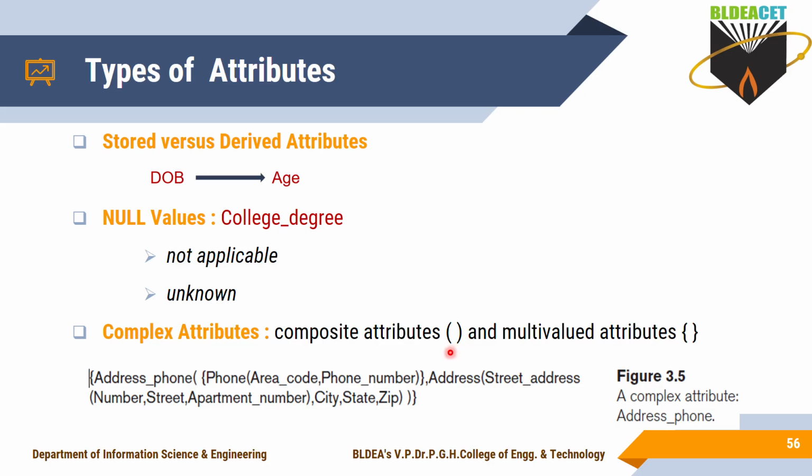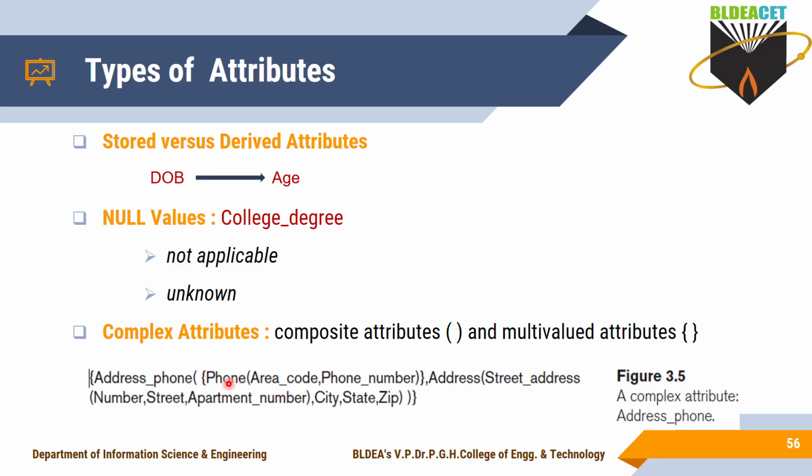Some attributes you can further subdivide into sub-attributes, and even those attributes hold multiple values here. Such types of attributes, what do you call them? We call them complex attributes. So here is the example: address phone. Address phone is the example of complex attributes here.